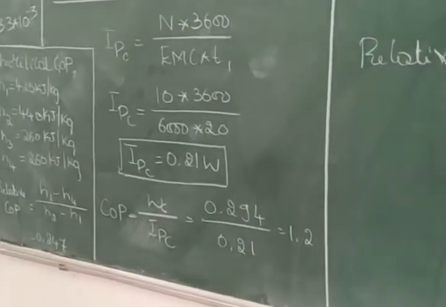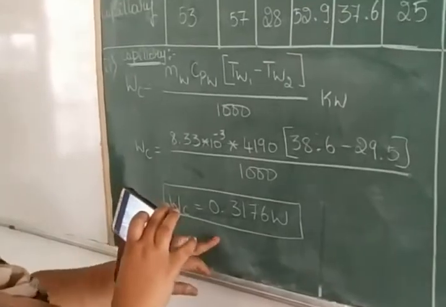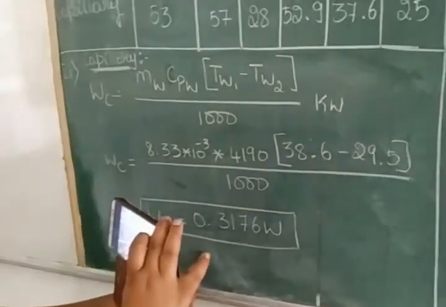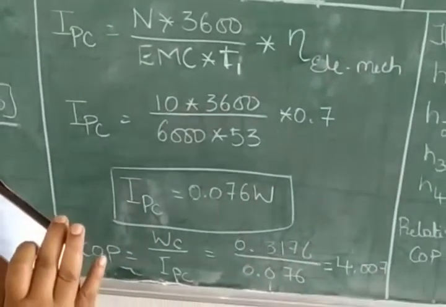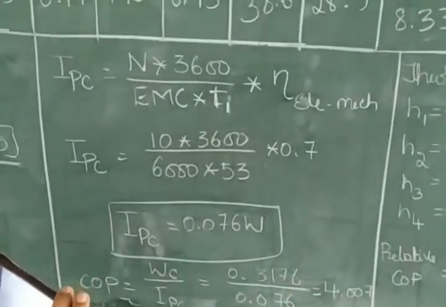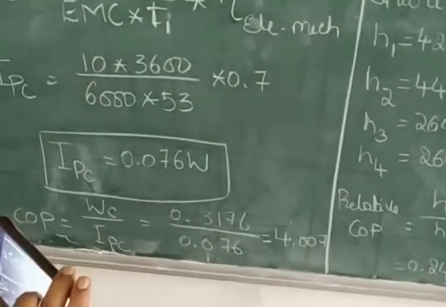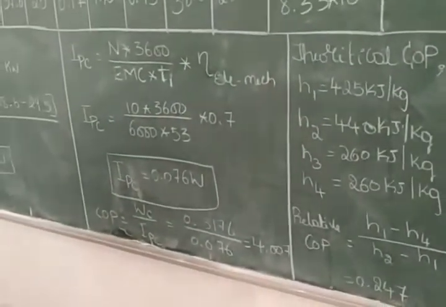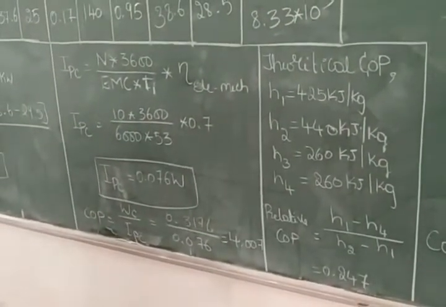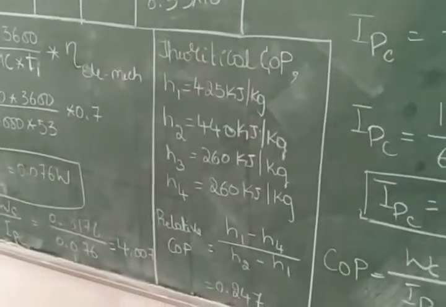Now, coming to the capillary part, the same way we start calculating, then we get WC as 0.3176 watts. Then IPC again it is 0.076 watts. So COP will be equal to 4.007. So this is with the experimental calculation.